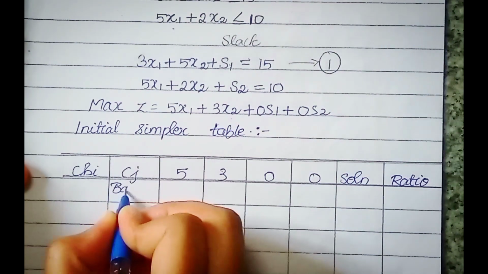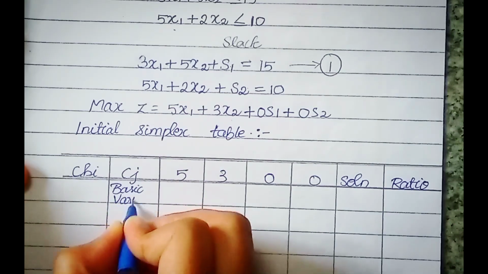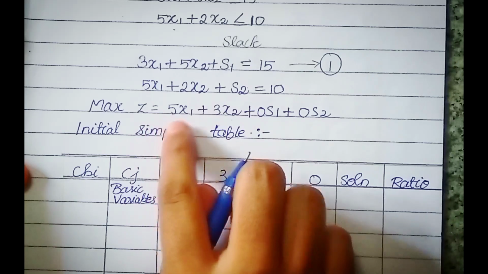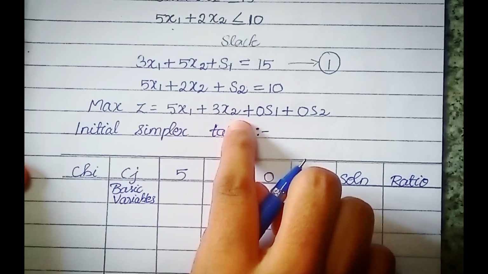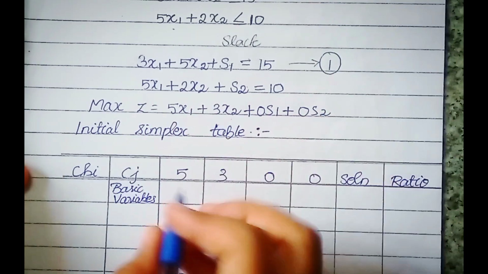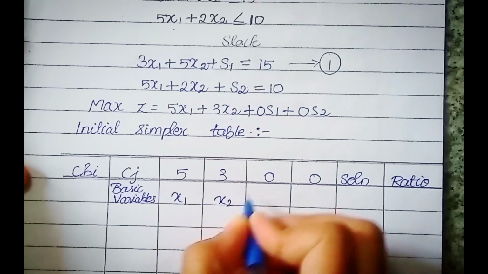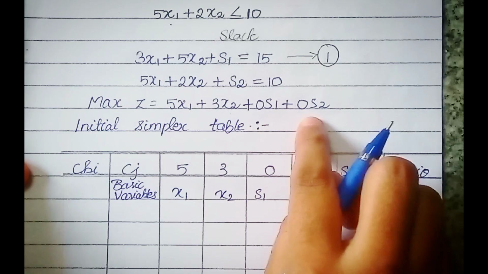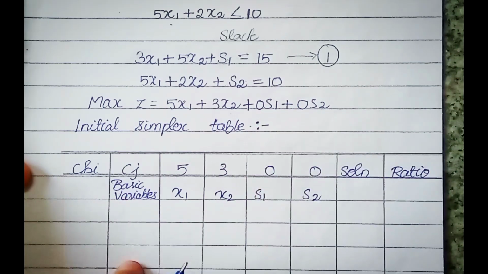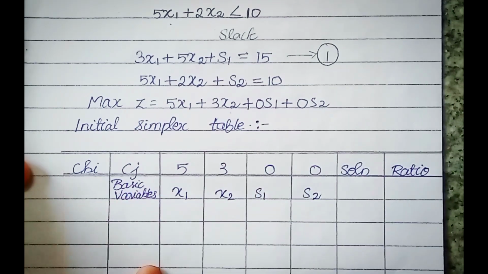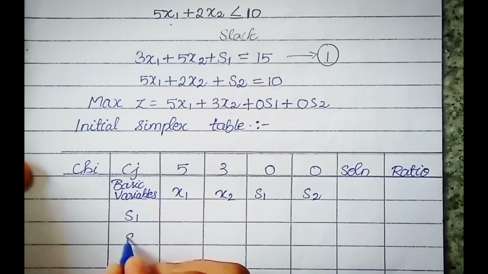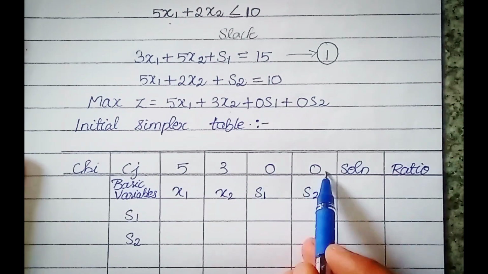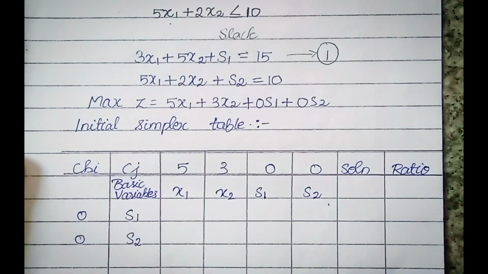Then come the basic variables. What are the basic variables seen in this equation? That is x1, x2, s1, s2. Then the last two variables, s1 and s2, will be written here in vertical form, and the coefficient of s1 and s2 is 0, 0. It will be written here, okay.